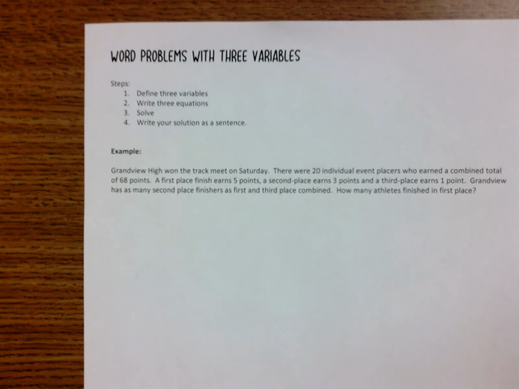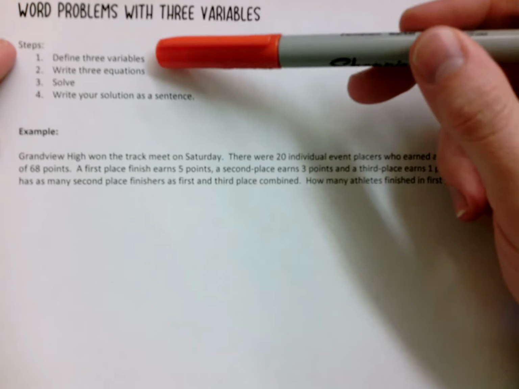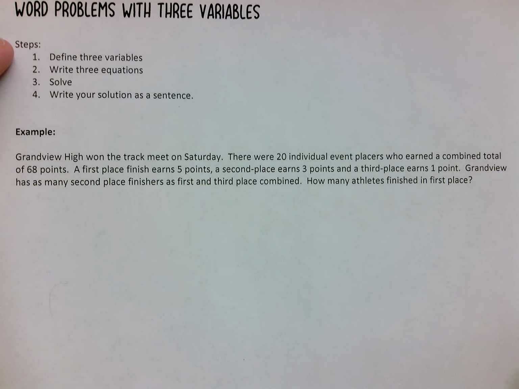So the next thing that we're going to look at is solving word problems with 3 variables. We're still going to use elimination, the same method that we've been working on. Just now we're going to start from a word problem. So doing your word problems, you're going to start by defining 3 variables, write 3 equations, and then solve them using elimination and write our solution as a sentence.